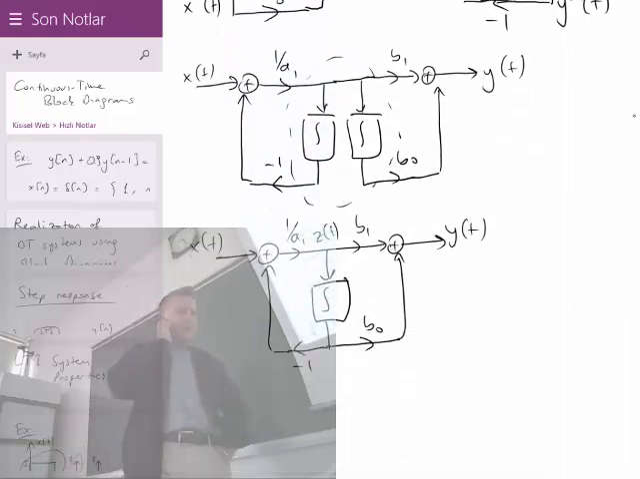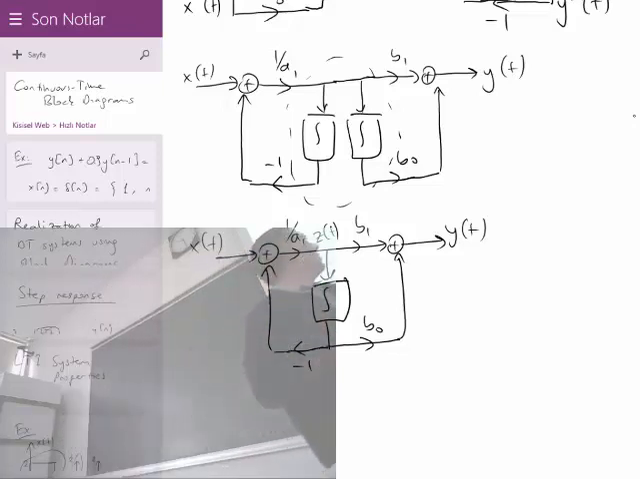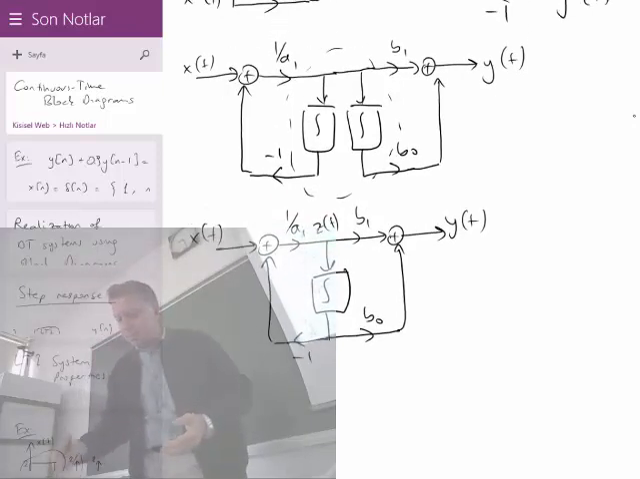Now, as you see, since the ordering is from the bottom to the top, this is A0, and that is A1, and this is B0, that's B1. Things will get even more complicated if the orders of the input and output differential equation are different. For example, what I mean is this.